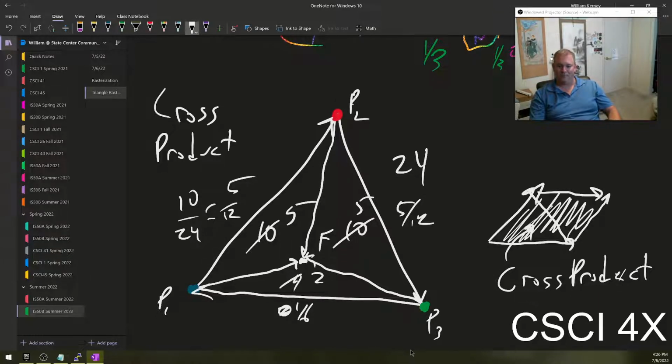And remember, this is the red triangle, right? Because the closer you are to red, the bigger this triangle is. And the closer you are to green, the bigger this triangle is. So this is the green triangle here, this is the blue triangle here, and this is the red triangle here.